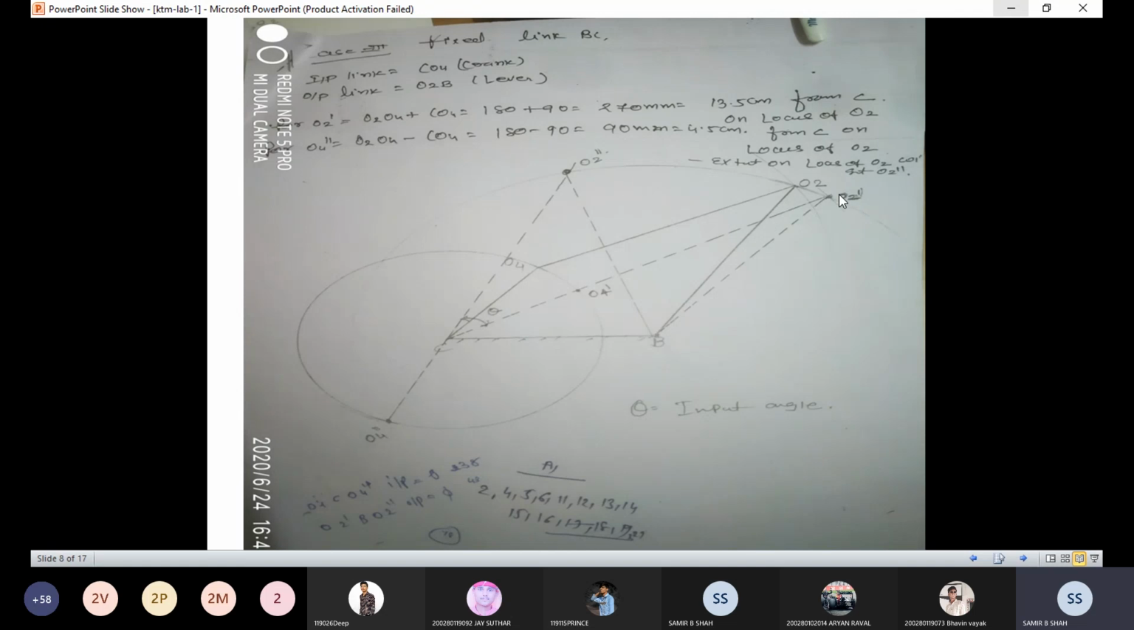For point O2 dash, it means expansion of O2 point outside maximum. It may be taken from point C as a center, and the distance is equal to CO4 plus O2O4. CO4 is equal to 90 mm and O2O4 is equal to 180 mm. So take C as a center and draw an arc on the O2 side, which is equal to 270 mm. You get one random arc.